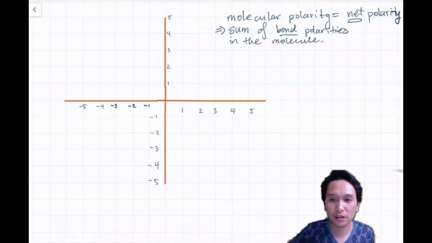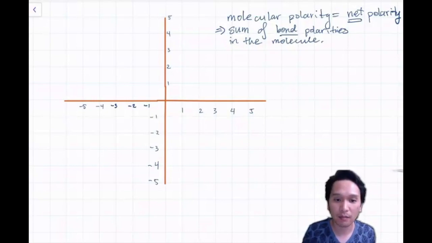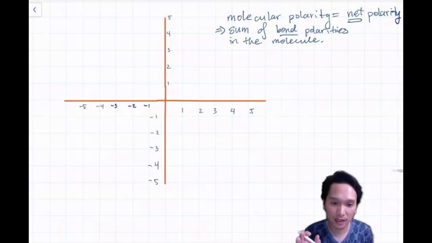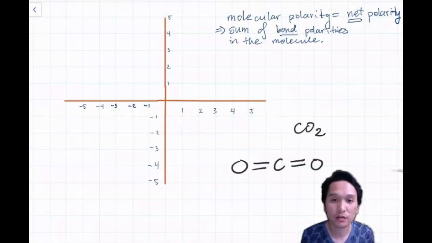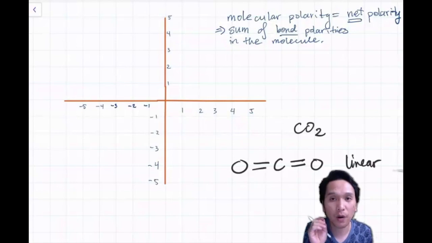Yeah, so if you just add up all the individual bond polarities, you will have the polarity of the molecule itself. All right, so let's take the simple example of CO2 to illustrate this point. Remember that CO2 is a linear molecule, and in the CO2 molecule there are two CO bonds, and each of those CO bonds is a polar bond, right?